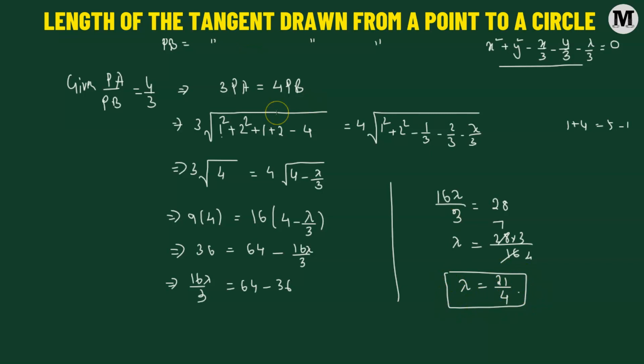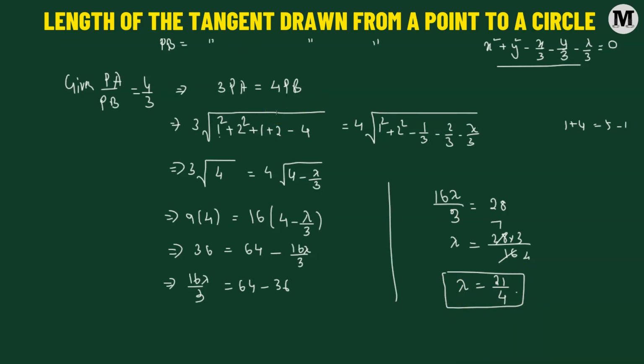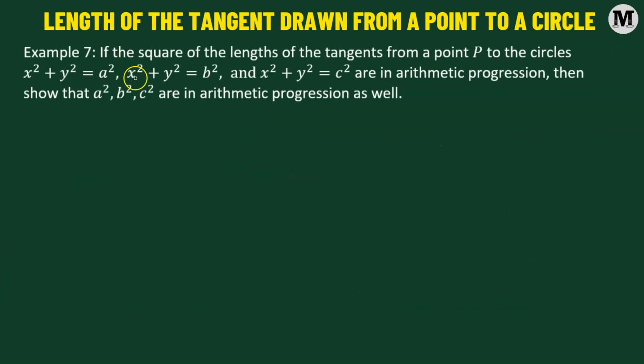Okay, so let's go to the final problem. Problem number 7. As given here, if the squares of the lengths of the tangents from a point P to the 3 circles are in arithmetic progression, then we need to show that a squared, b squared, c squared are also going to be in arithmetic progression. So let us begin. So here we're going to consider the point P.